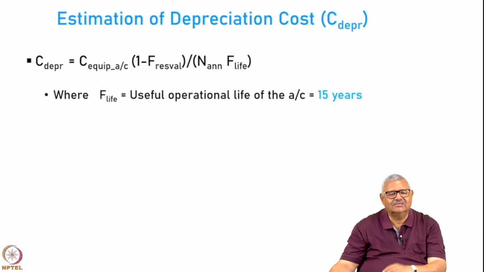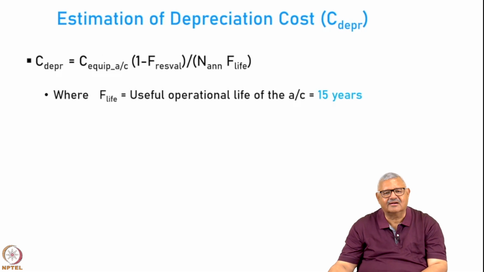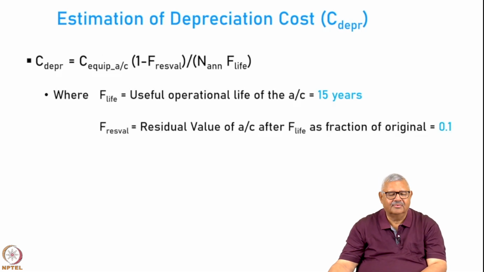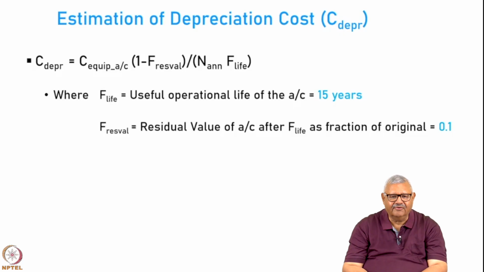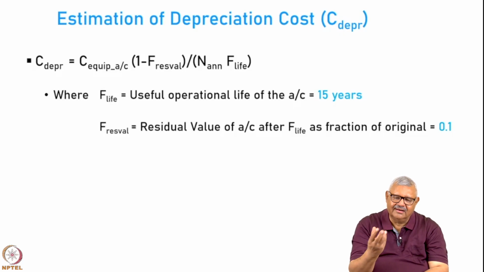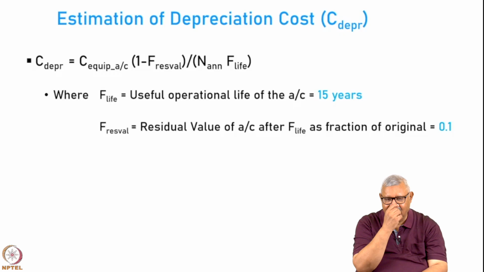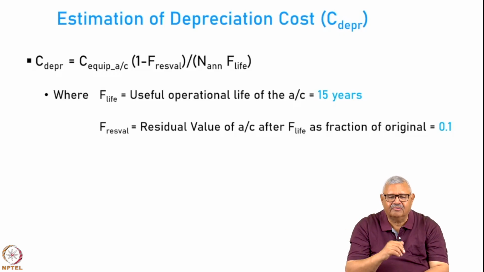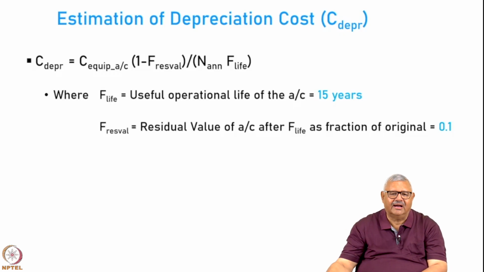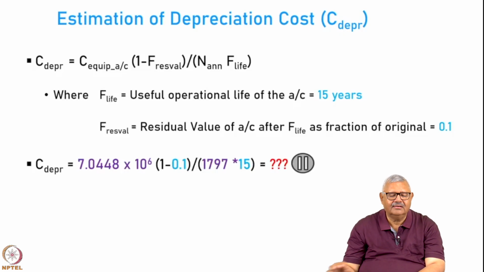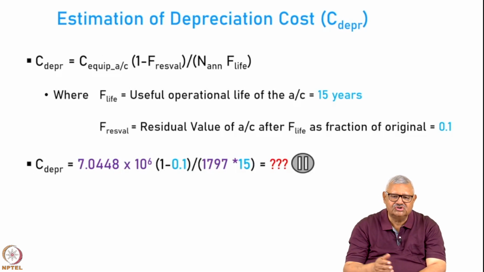fly almost 1800 trips in a year, we are assuming that in 15 years the aircraft is going to be completely written off, but because it is metal and it is having lot of material which can be recycled, we are assuming that 10% of the original cost you will be able to recover by the resale value of the scrap. So, that is why the residual value of the aircraft is assumed to be 0.1, right. So, therefore, the depreciation cost will turn out to be this particular expression, and I would urge you to calculate.